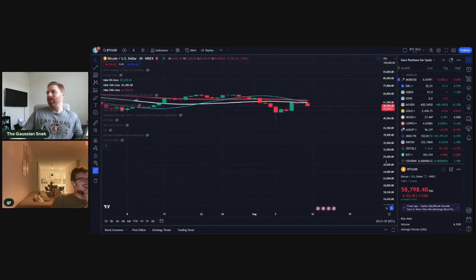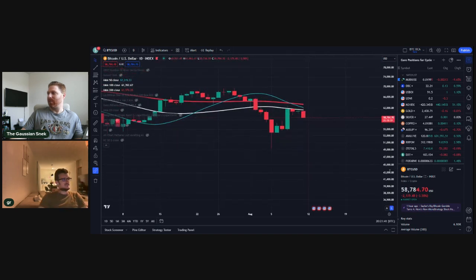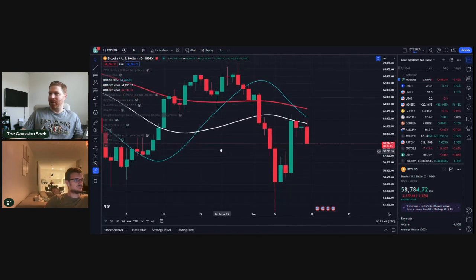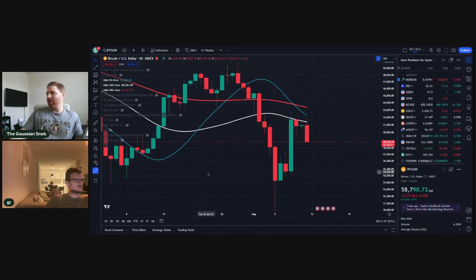You could see if you go to a daily time frame, I like to use these moving averages, these HMAs. To me, they're a lot more useful than the SMAs for more current data analysis.